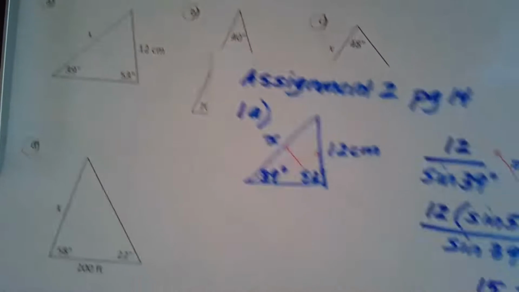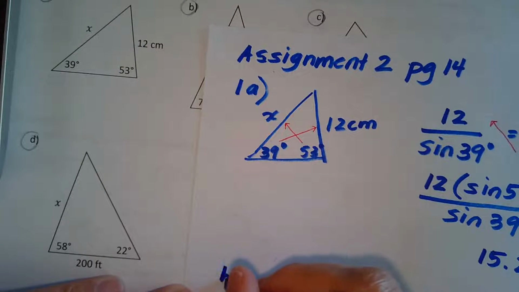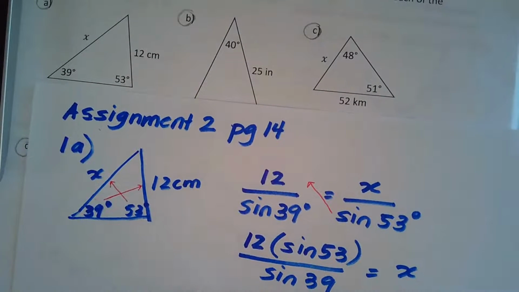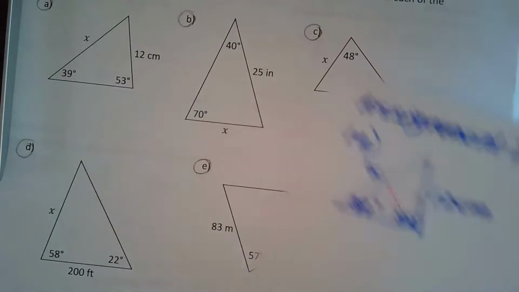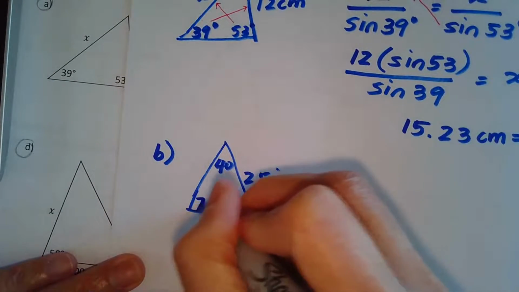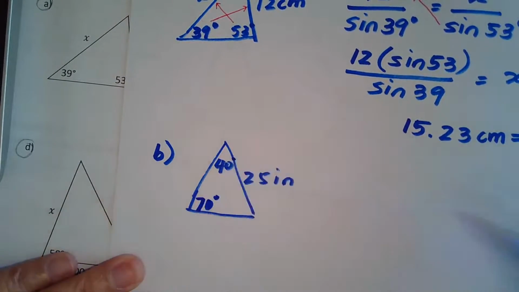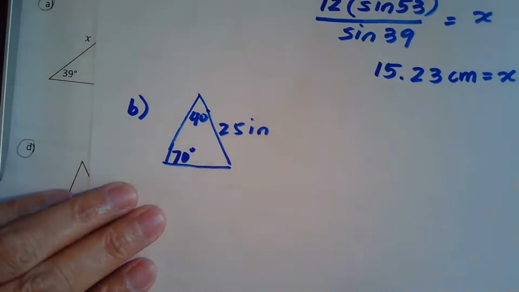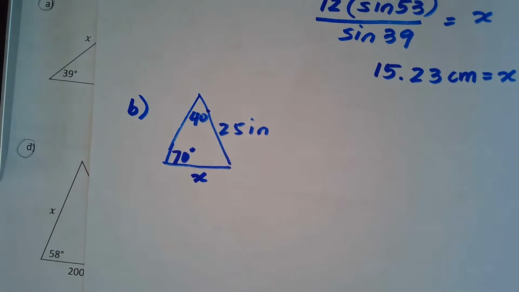Let's take a look at letter B. The picture looks like this. And 70 degrees. Okay, so what are we solving in here? We're solving for X, which is right there.